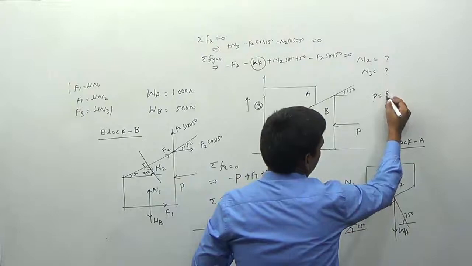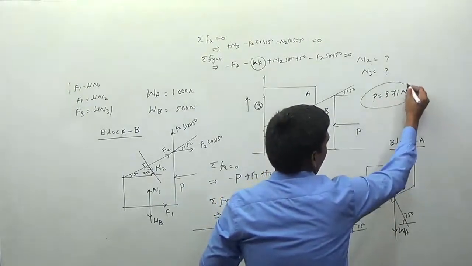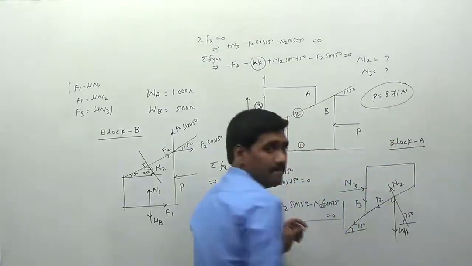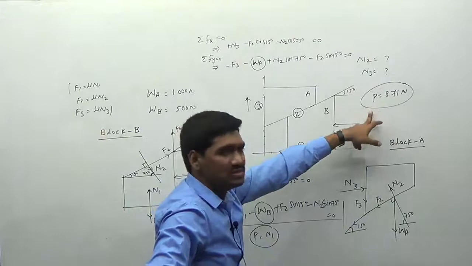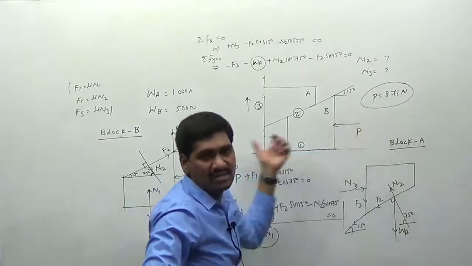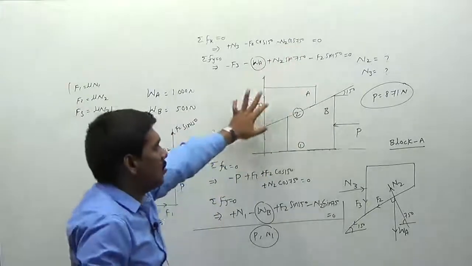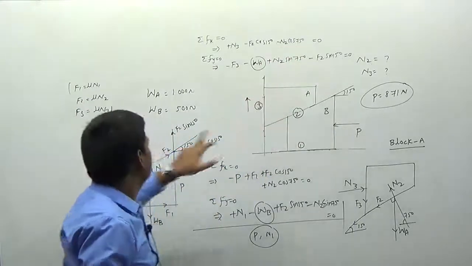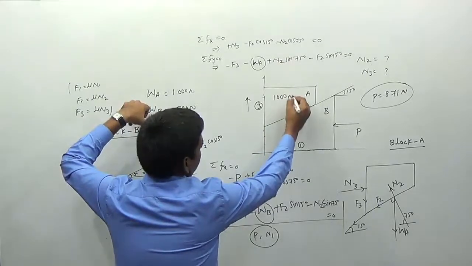So now I want to say the very important conclusion. So what is this 871 newtons here? If you observe carefully, this 871 newtons is the force that is required to be applied on this block, okay, to raise this block here. Okay, now listen. What is the weight of this block A? How much is it given? This block weight is equal to 1000 newtons.